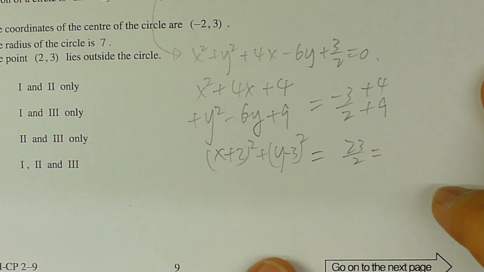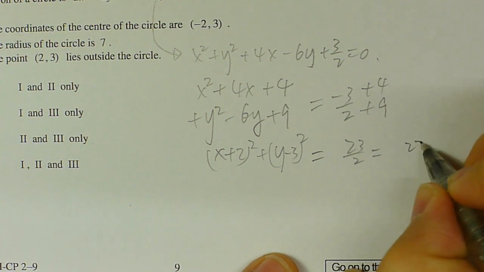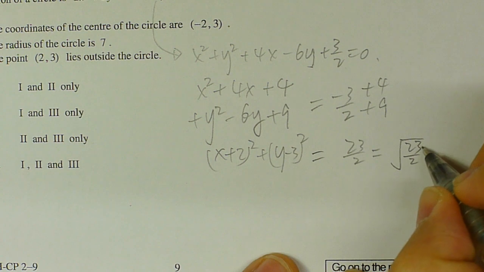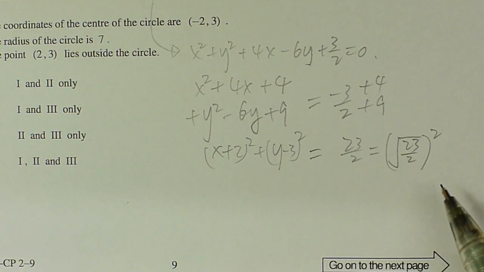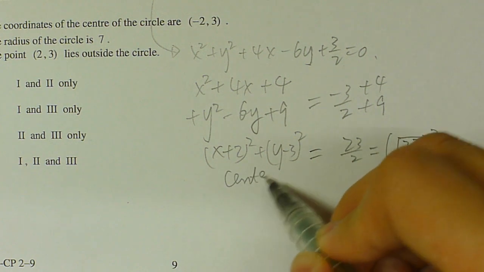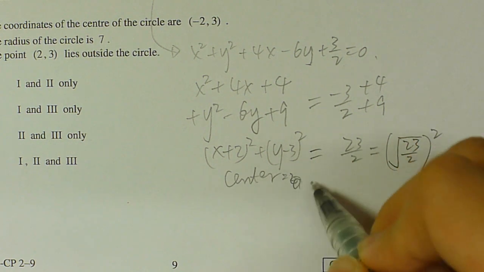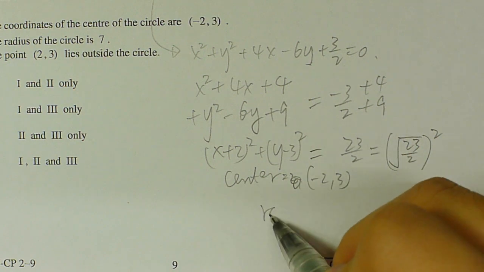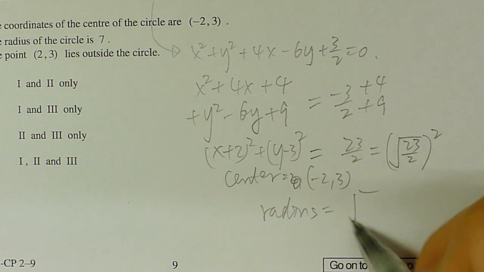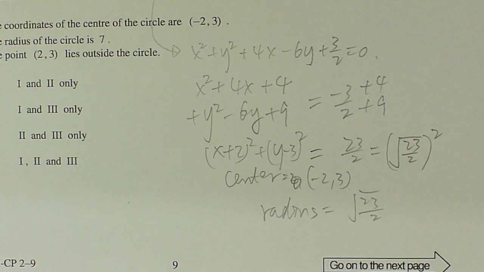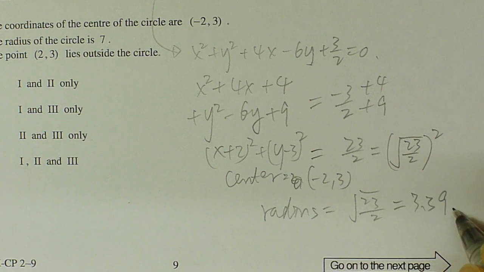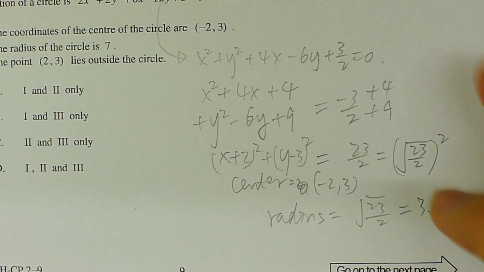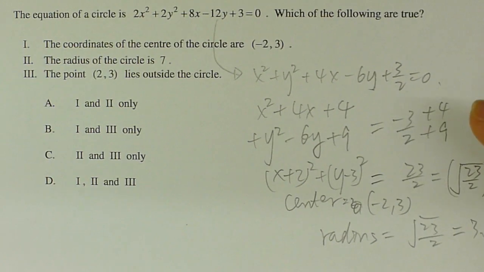And in order to finish the standard form, we should change it to square root 23 over 2, and then the whole term squared. By doing so, we will notice that the center of the circle is negative 2 and 3, and the radius of the circle is square root 23 over 2. By using the calculator, you know that the radius is 3.39. Alright, so now let's look back onto the statements.